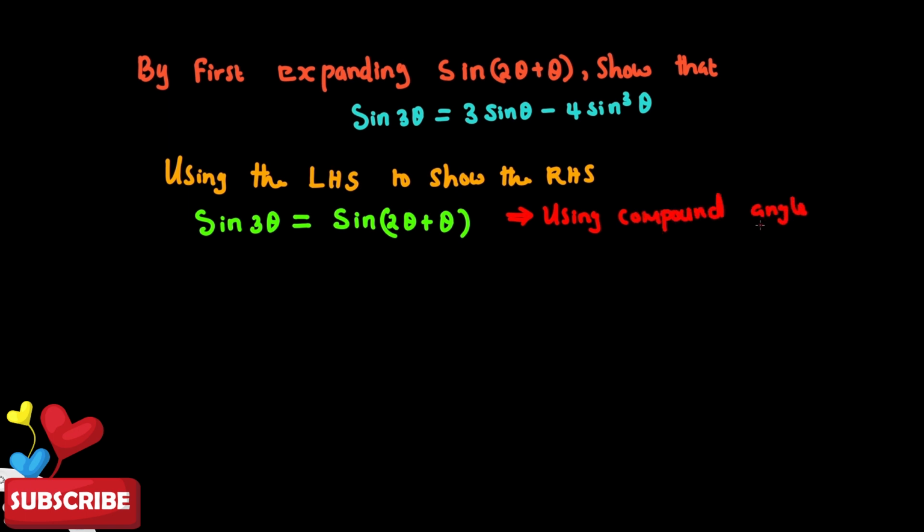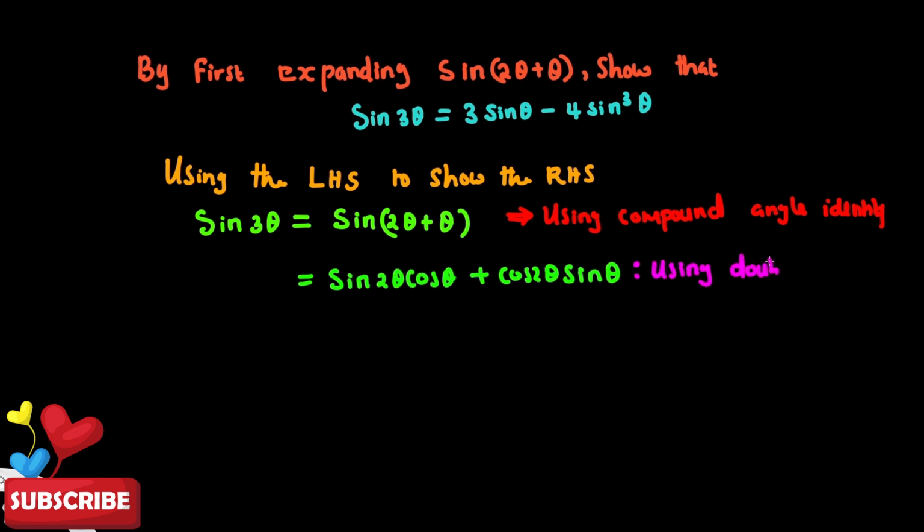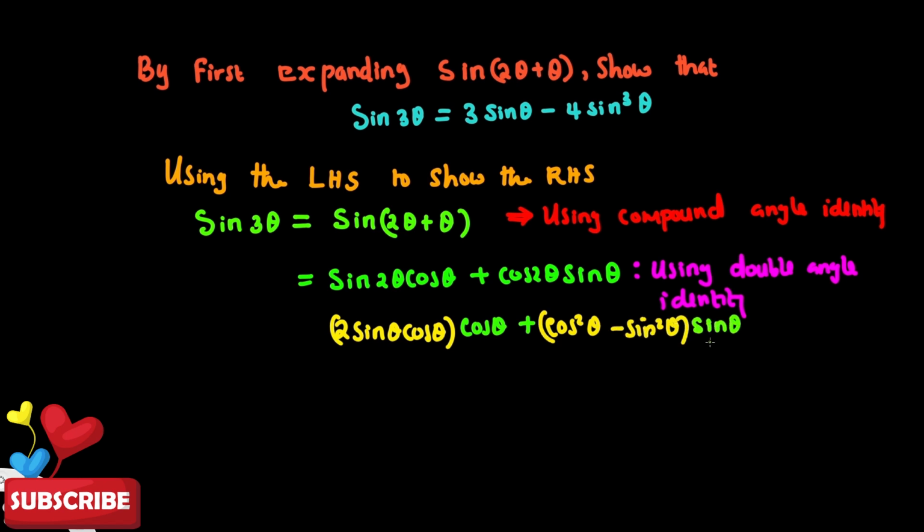So using compound angle identities, we can expand this as we said from the previous section. The next thing is to use double angle so that we can reduce sine 2 theta and also cos 2 theta. Remember, we had said that sine 2 theta is the same as 2 sine theta cos theta, and also cos 2 theta is the same as cos squared theta minus sine squared theta.